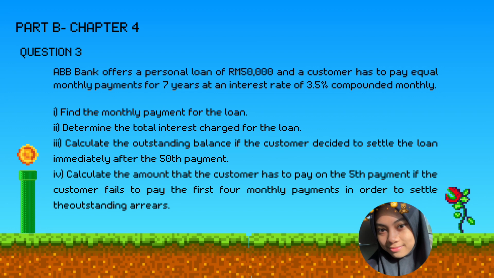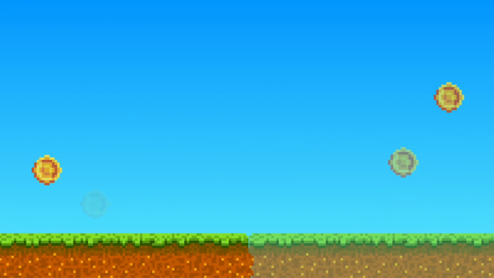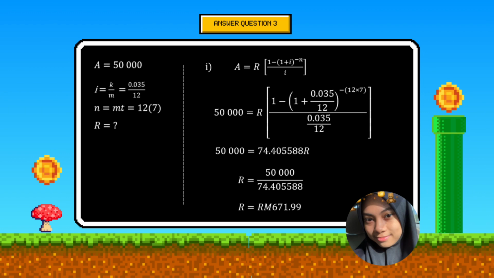Question 3. ABB Bank offers a personal loan of 50,000 ringgit and a customer has to pay equal monthly payments for 7 years at an interest rate of 3.5% compounded monthly. Roman 1. Find the monthly payment for the loan.